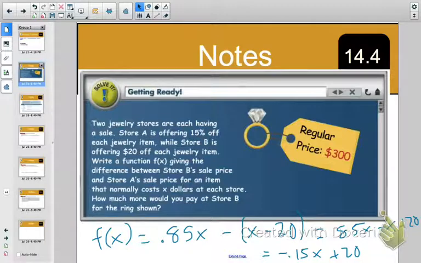So we just plug 300 in for x. So 300 times 0.15 equals 45, plus 20. Oh wait, it's negative. Negative 45 plus 20. So I get negative 25 when I plug in 300. So f of 300 equals negative 25, which basically means you're paying $25 more at store B than store A, because we did A minus B instead of B minus A.